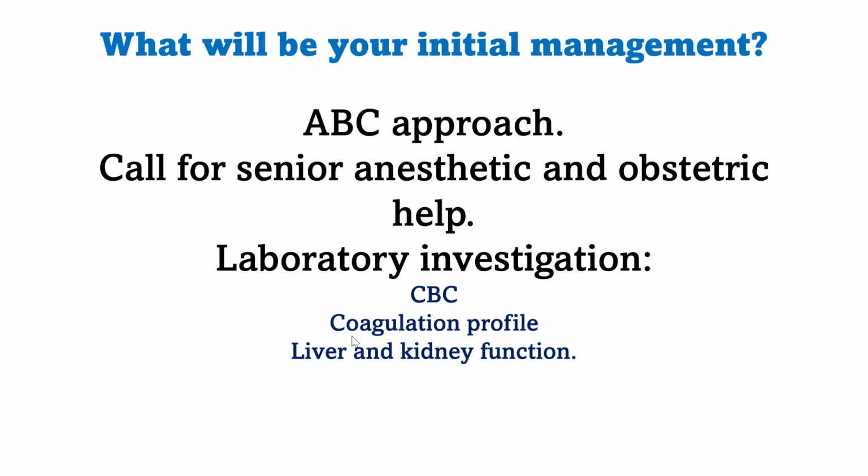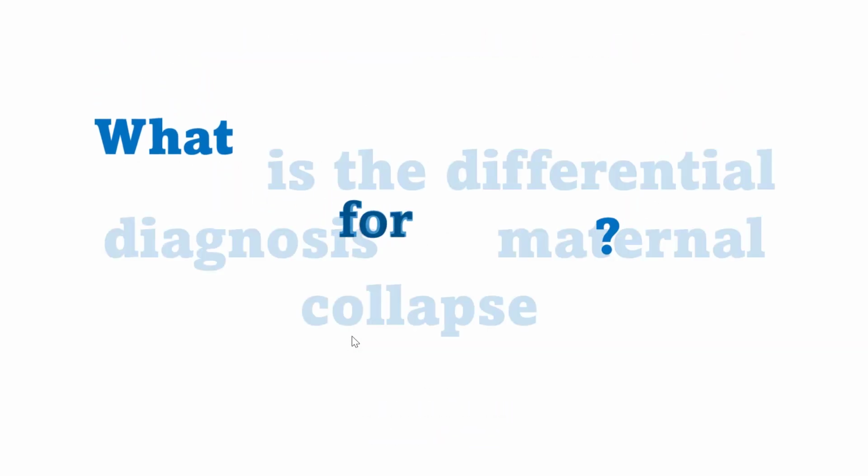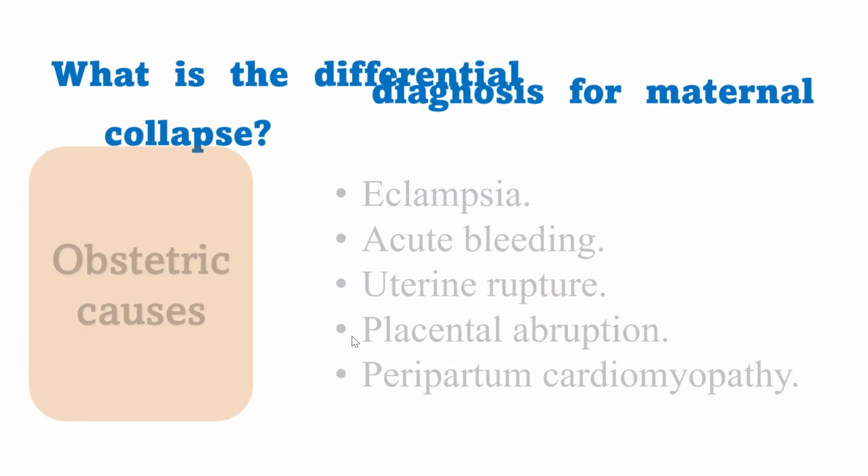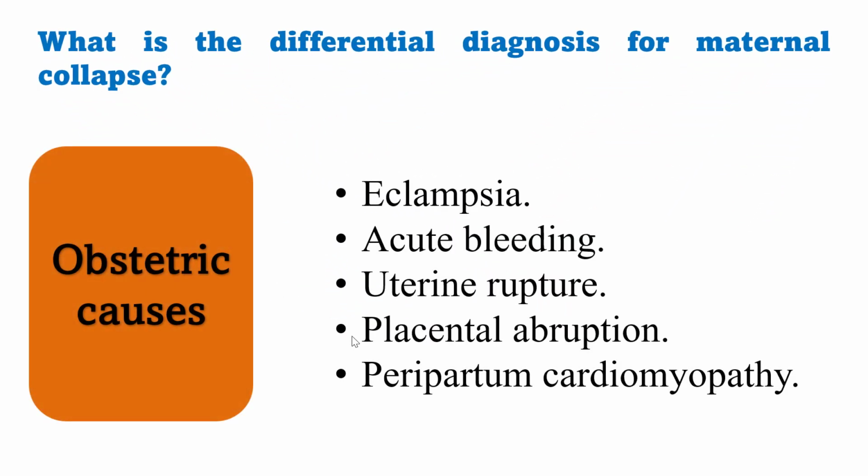Liver and kidney function to assess for end organ damage, arterial blood gas to assess for the metabolic and respiratory status, cross-matching for possible need for transfusion, and electrolytes for any electrolyte imbalance. So what is the differential diagnosis for maternal collapse? There are obstetric causes and non-obstetric causes.